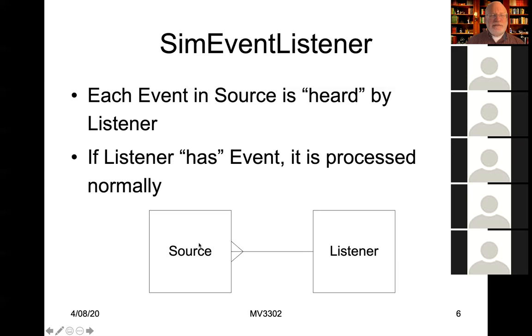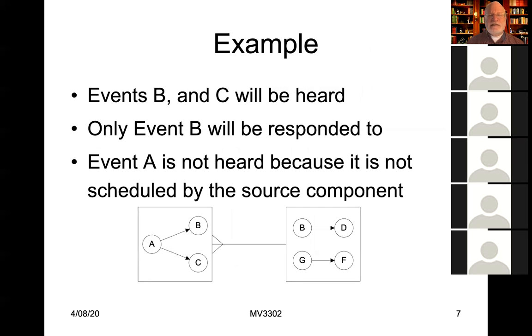And when it has an event, that is when one of its events occurs, it's processed normally. But then the source event gets heard by the listener. And if the listener has that event, then it gets processed by the listener as if the listener had heard it. All right, so here's kind of a more, again, a slightly abstract example.